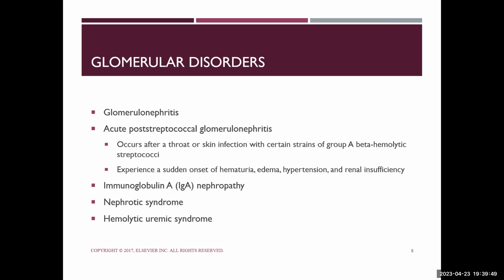This is also different from Henoch-Schönlein purpura, which is an IgA-mediated vasculitis. And in that case, you also have colicky abdominal pain, bloody stool, arthritis, and then palpable skin lesions, purpuras, on the extensor surfaces of the lower extremities typically.